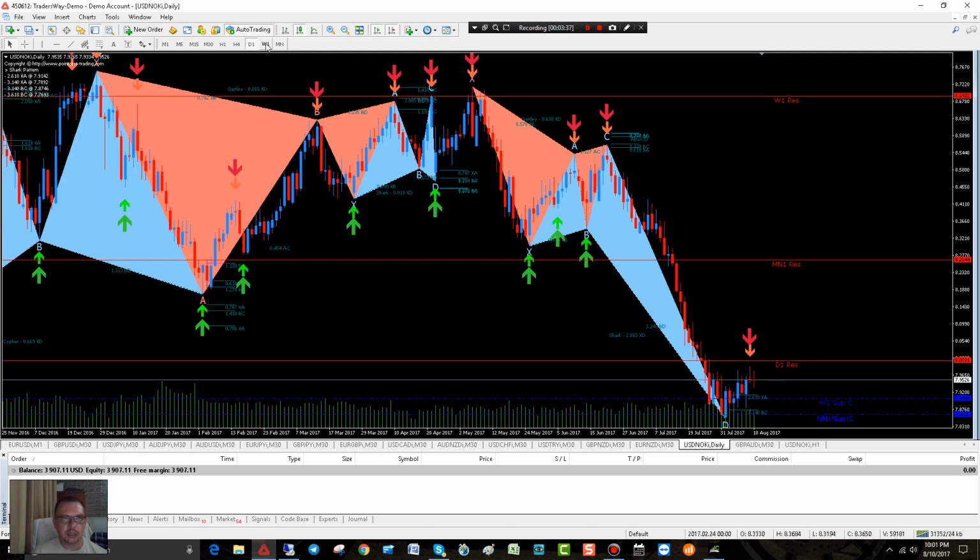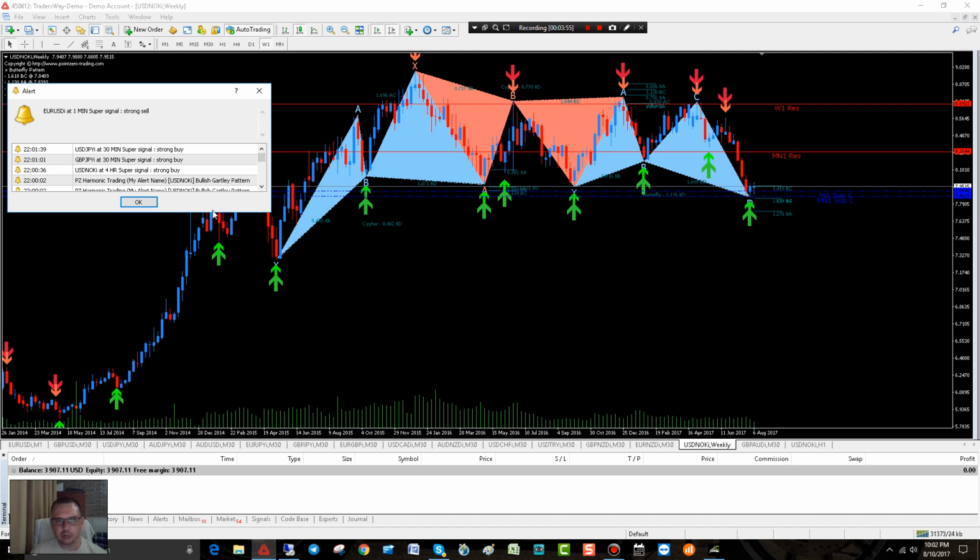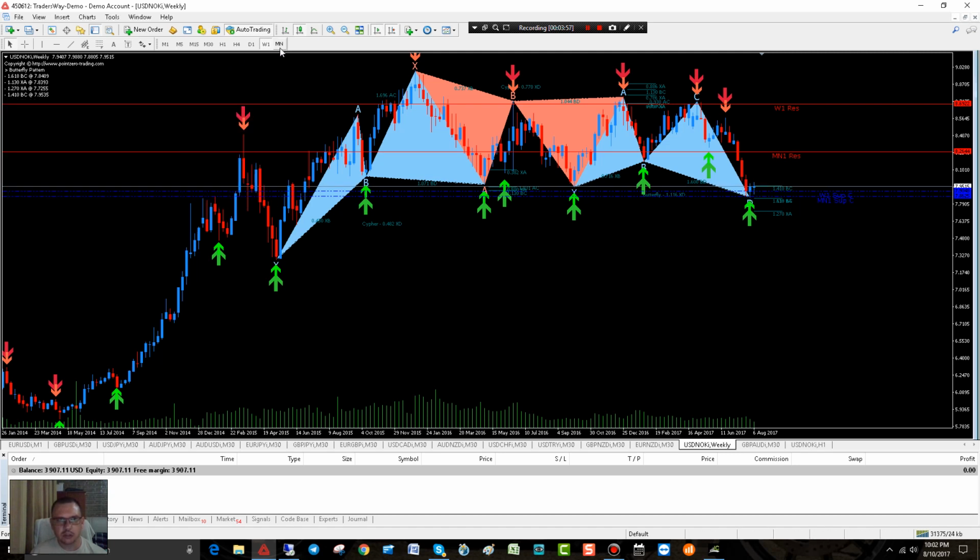Now let's go to the next higher time frame, which is the weekly. This is even better looking. Now we have a bullish harmonic pattern, and we see how over the past few weeks the price has been dropping, just like on the daily. Now it has formed a bullish harmonic pattern, which is even stronger. The larger the time frame, the stronger the trend.